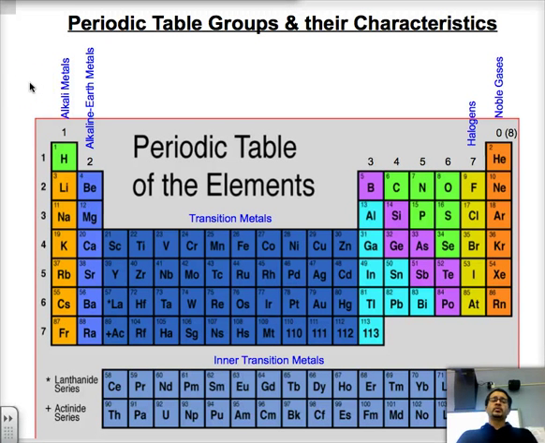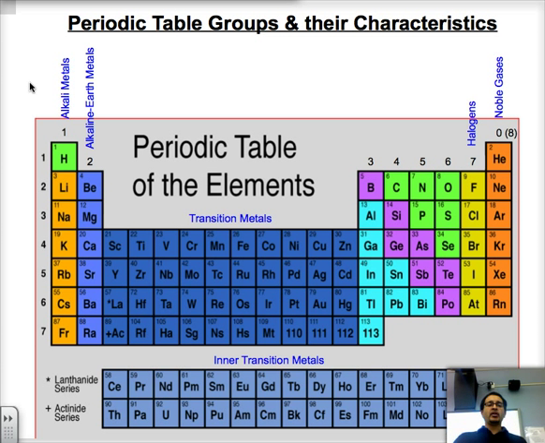Hi, welcome. Today we're going to be talking about the periodic table and the groups, and how the fact that elements belong to a particular group can give us an idea of what their characteristics are going to be, and will allow us to predict or expect certain types of chemical behavior. First of all, let's talk a little bit about the periodic table itself.